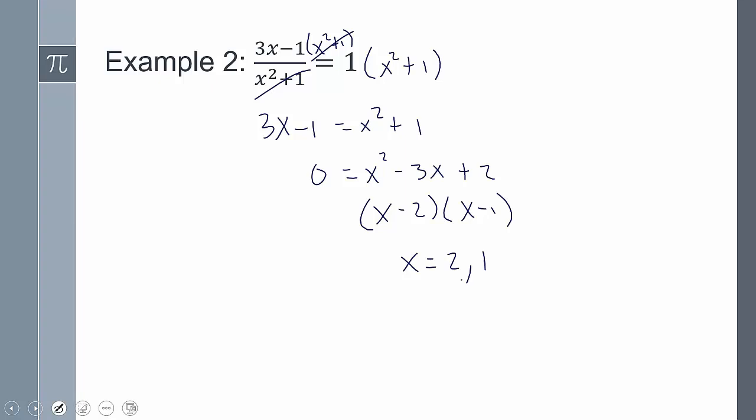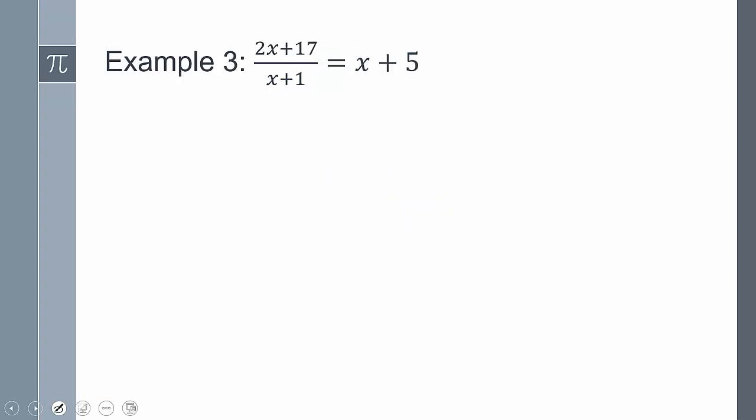Now if I plug those back in, plug in 2, I divide by 5. We're okay. If I plug in 1, I divide by 2. We're okay. So there's no extraneous solutions. So those are my answers. Very last one. Multiply both sides by x plus 1.